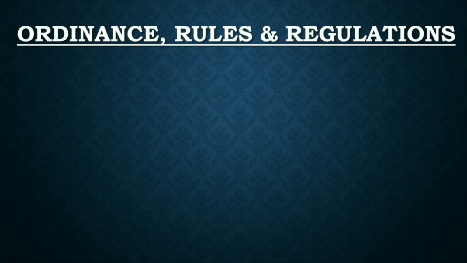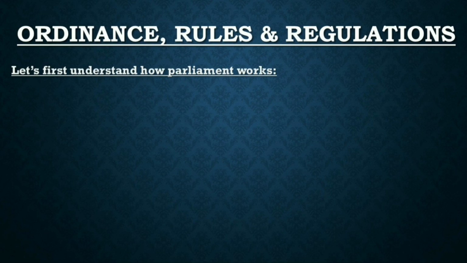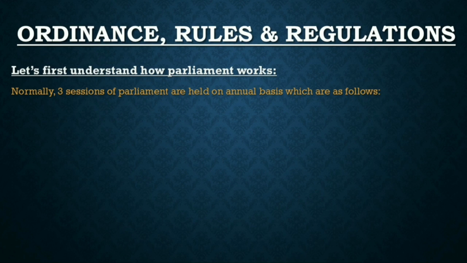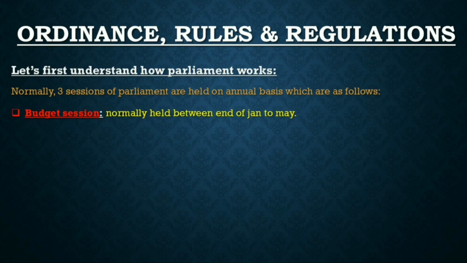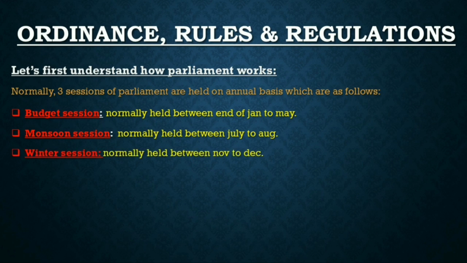Ordinance, rules and regulations. Before understanding these topics, we first need to understand how Parliament works. In the Parliament, normally three sessions are held on an annual basis, which are as follows. Budget session, which is normally held between the end of January to May. Monsoon session, normally held between July to August, and winter session, which is held between November to December.